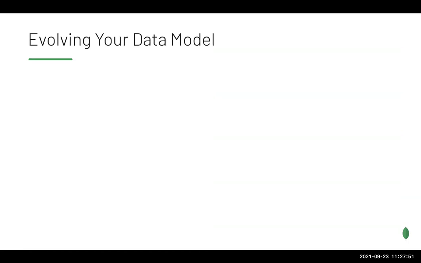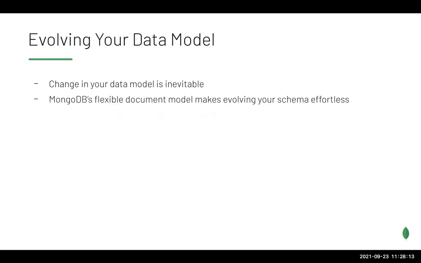Next, let's talk about evolving your data model within MongoDB and how that works. Your application will seldom stay static and rarely ever change, right? Your application is going to have new use cases. You're going to want to add new features based on feedback from users, customers, and so on and so forth. So whether it's a traditional relational database or a document database, change is inevitable. The thing with MongoDB, though, is that MongoDB's flexible document model makes evolving your schema effortless.